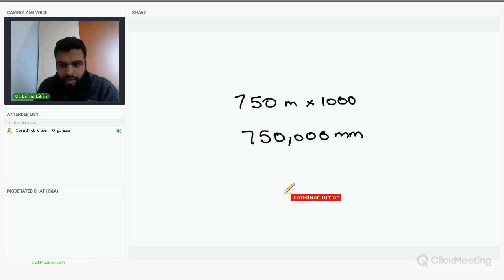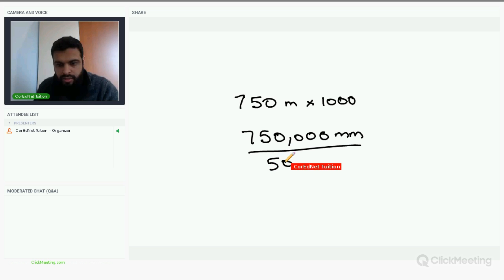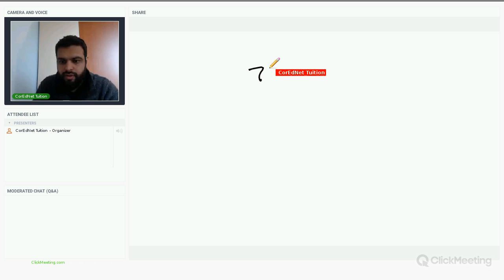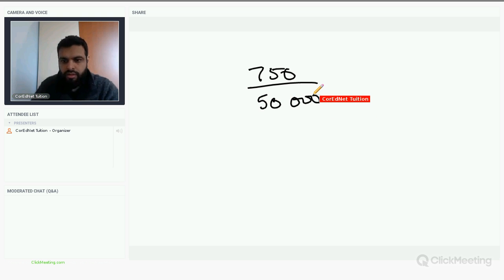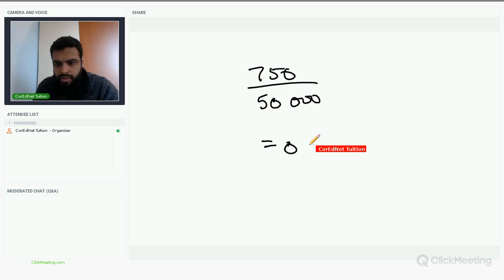So my answer is either going to be in millimeters or centimeters. So I can divide it by 50,000 now, okay, and that will give me 15 millimeters. If you don't do that, so you could do 750 divided by 50,000. I think maybe Adam, you did it like this, didn't you? Okay, so he got an answer of 0.015, and that will be in meters.